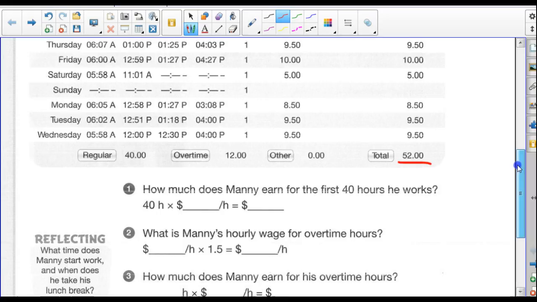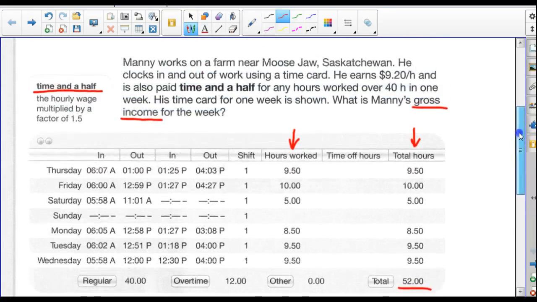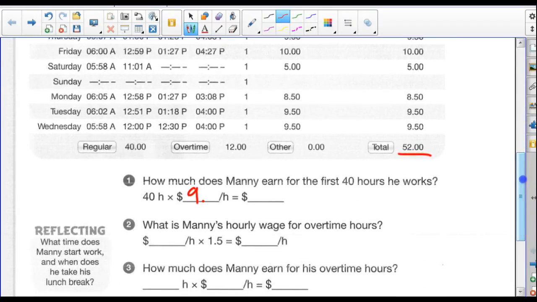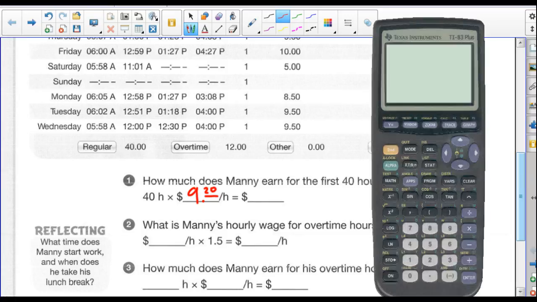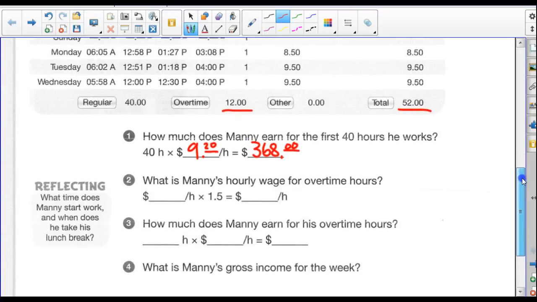So how much money does Manny earn for the first 40 hours he works? Well, he's making $9.20 for the first 40 hours, so we take 40 hours times $9.20 per hour, and we just take the calculator and we do 40 times $9.20 per hour. It means he's making $368 in that week. And then he worked an additional, you can see, overtime, 12 hours overtime in addition to his 40 hours.